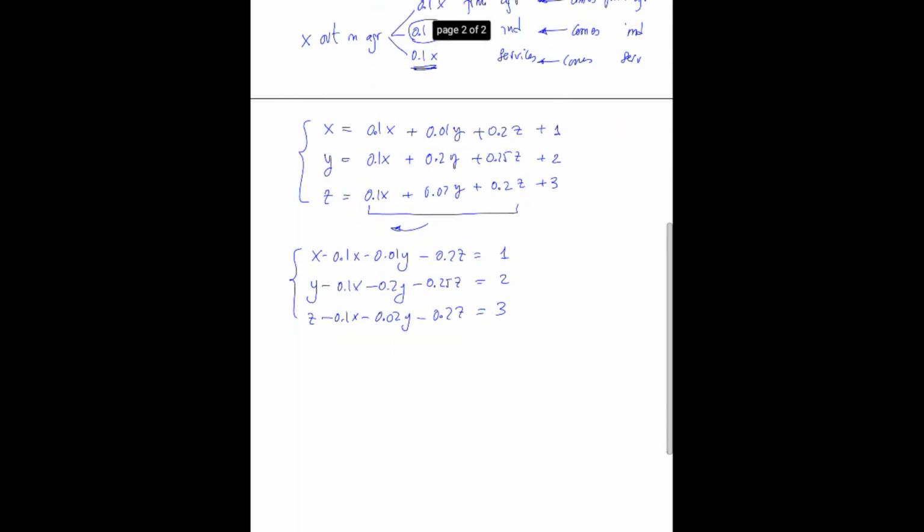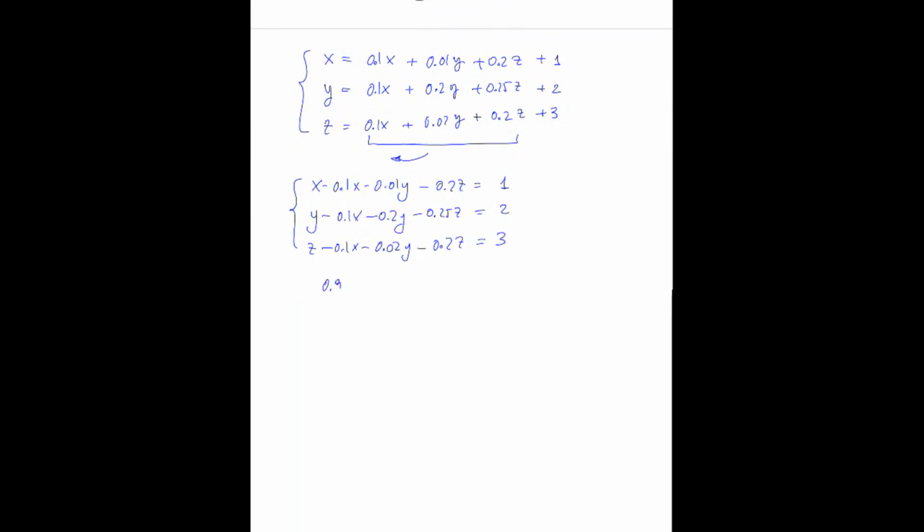Doing the computations, the system will be 0.9x minus 0.01y minus 0.2z equals 1 million. The x is here, so it will be minus 0.1x plus 0.8y, which comes from 1y minus 0.2y, minus 0.25z, equals 2 million. And minus 0.1x, which we find here, minus 0.02y here, and the z terms are this and this, so it will be plus 0.8z equals 3 million.